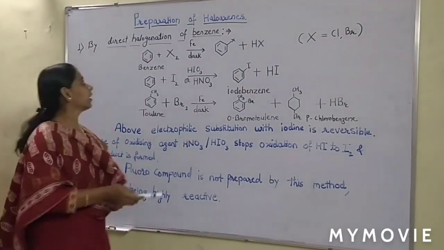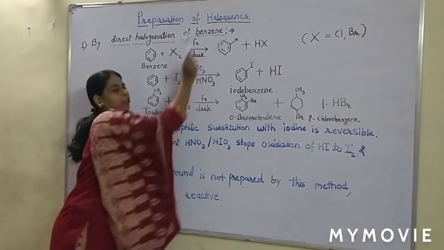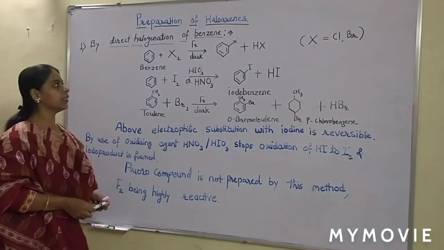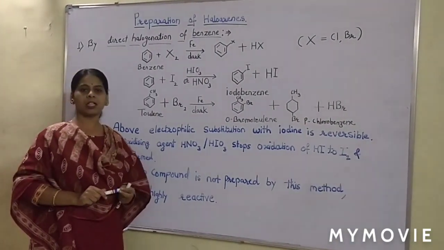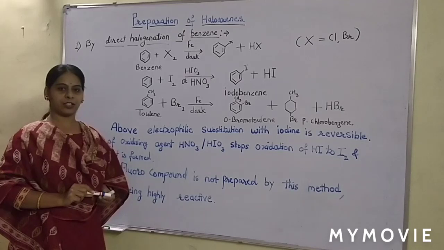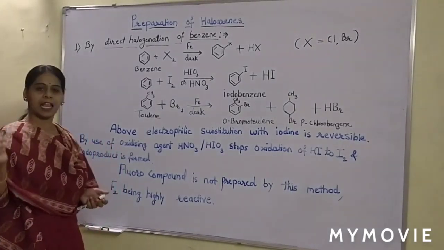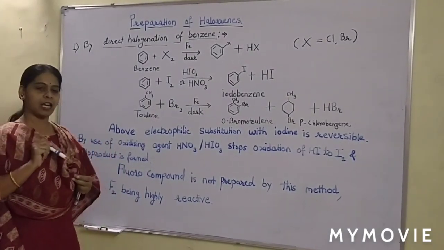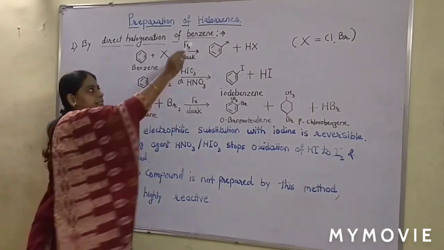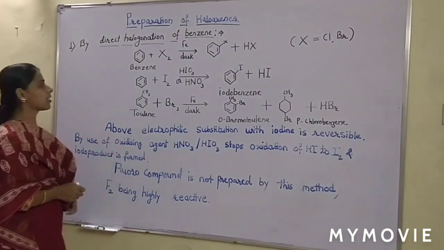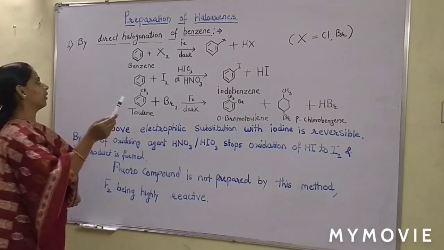Today we will study the preparations of haloarenes. Haloarenes means arenes, aromatic compounds which are connected to a halogen atom, or we can say a halogen attached to an aromatic compound. So that is haloarenes. Now we will study today the preparation of haloarenes.